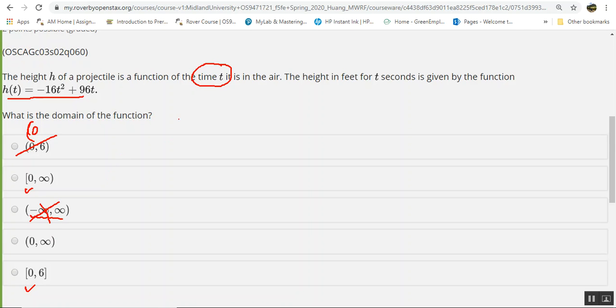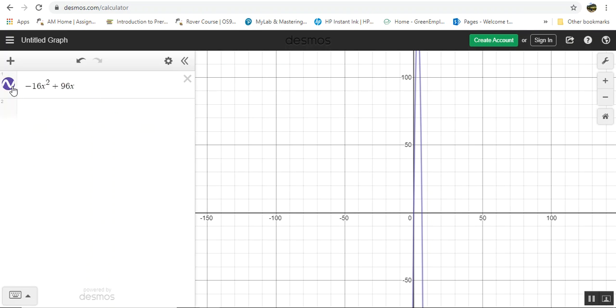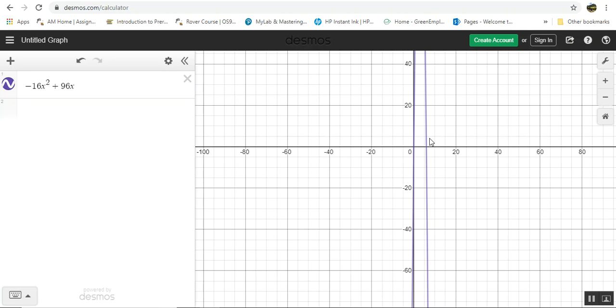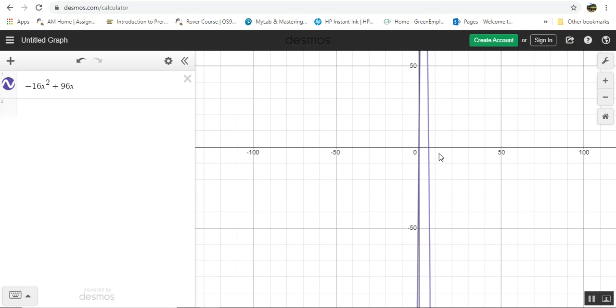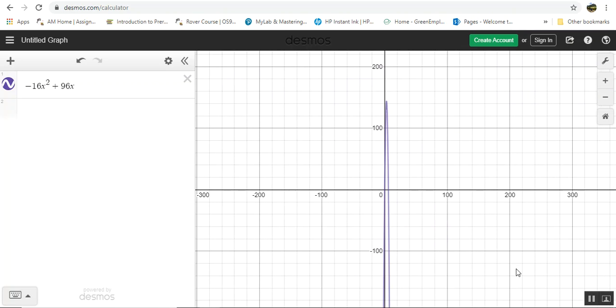I have two ways to do that. One, I would like to type the function into the Desmos, so negative 16x squared plus 96x. You don't want to use t, by the way. You just use x. When you graph the function, I would suggest you zoom out to look at the whole function. So it looks like this, but it's not very descriptive because the x and y are scaled the same. I actually want to scale it differently.